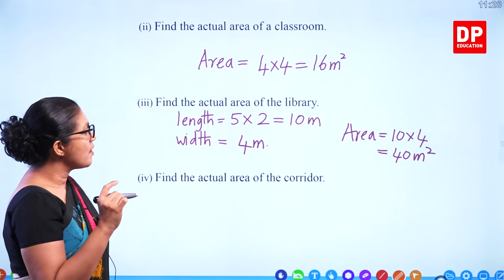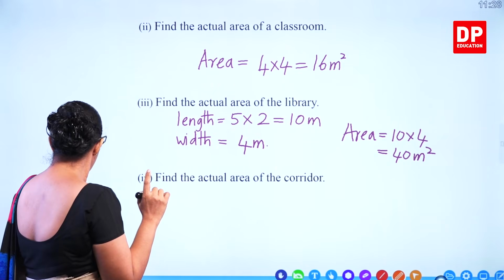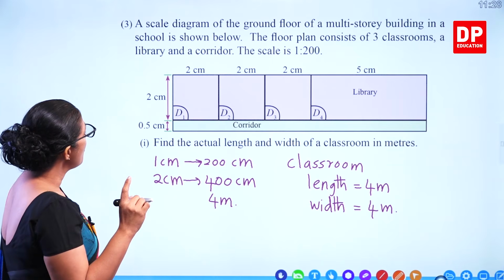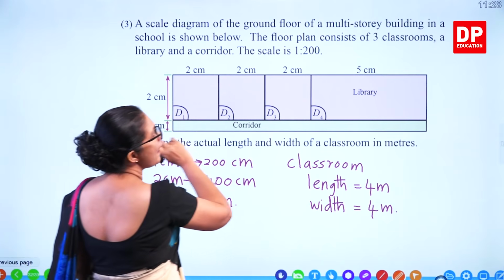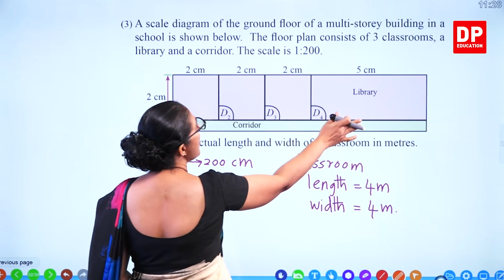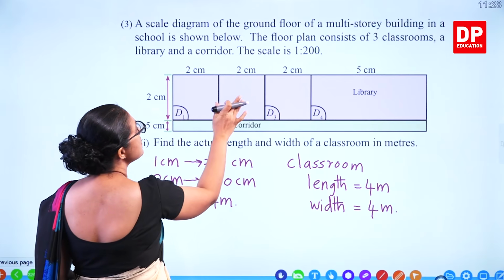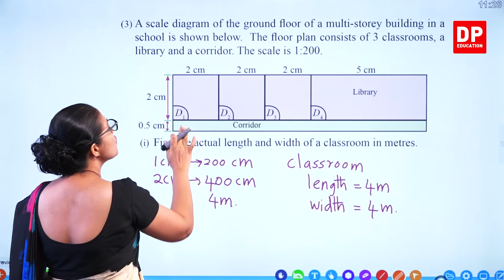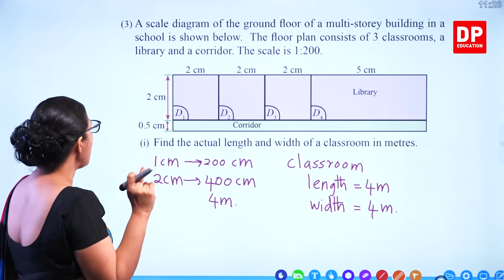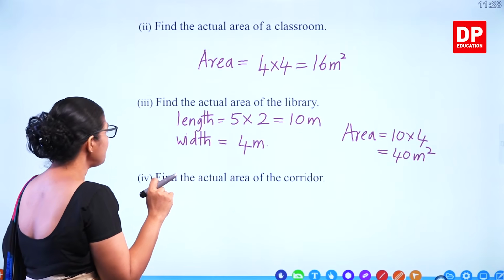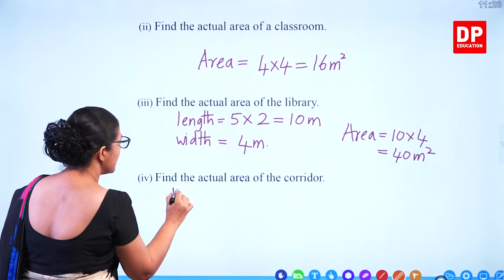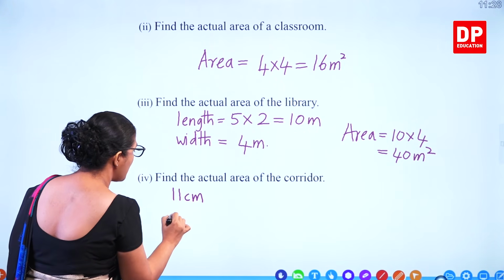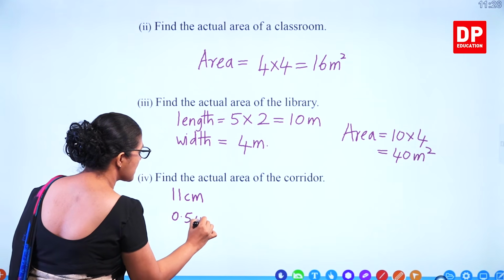Find the actual area of the corridor. Now we'll take the corridor, 0.5 here. And what is this side? 5 plus 2, 7, 7 plus 2, 9, 9 plus 2, 11. 11 and 0.5. So 11 centimeters and 0.5 centimeters.